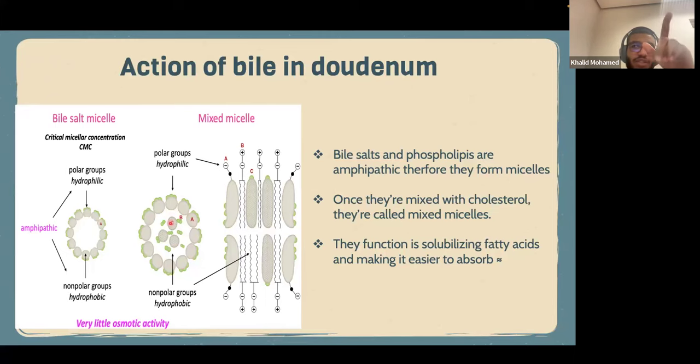Fatty acids cannot just cross; they need the micelles, which makes it easier to absorb large amounts of fatty acids easily. This is very important in absorbing lipids. Clear now?